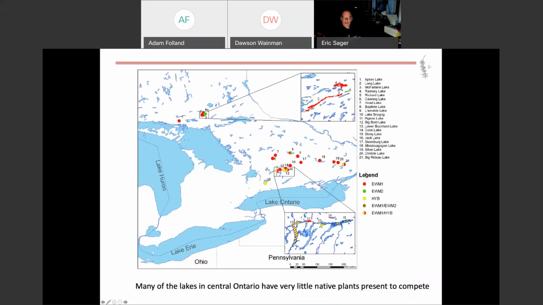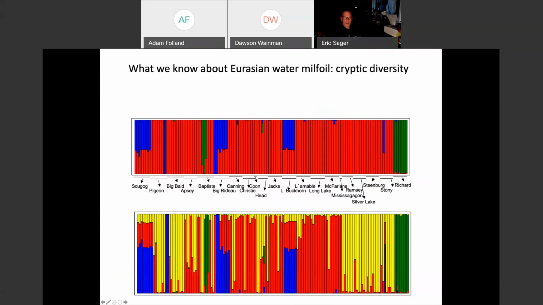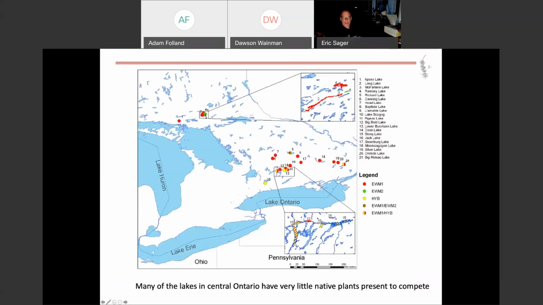And the different color codes of the different hybrids and so forth, and the different types. And this is confusing. This hybrid is not the same as this hybrid. It's actually the hybrid of the Eurasian and Northern. So we've got this type 2 Eurasian milfoil, which is in a couple of lakes. It's in the Sudbury area, and it's in some lakes around Bancroft. And we have what we think of as classical Eurasian milfoil, which is all this red. And then we get the hybrid, which is the Eurasian milfoil with the northern water milfoil, and different variations of that hybrid.